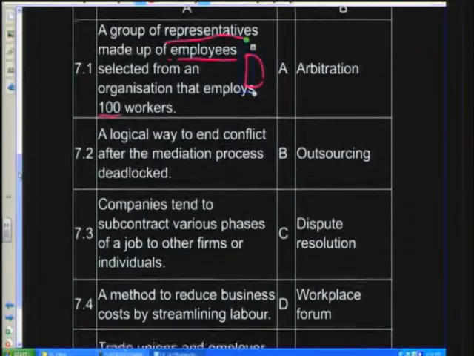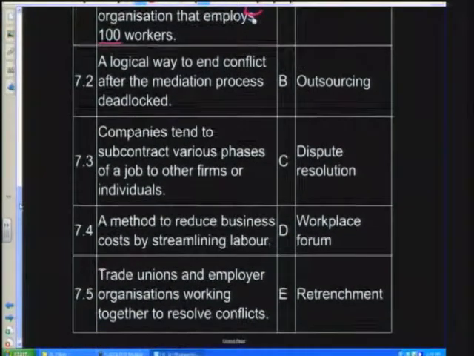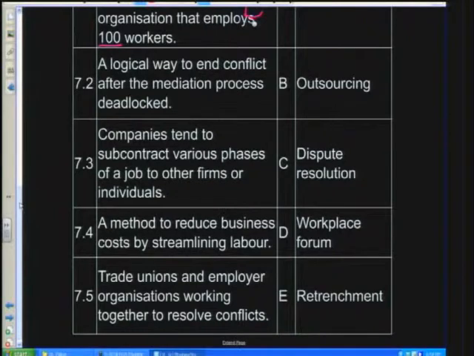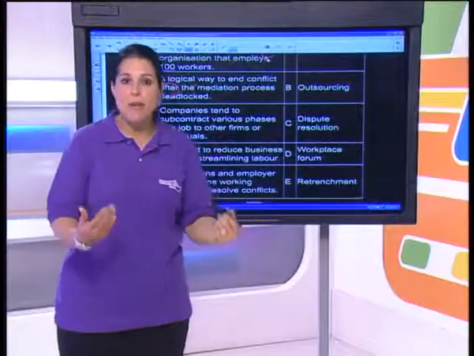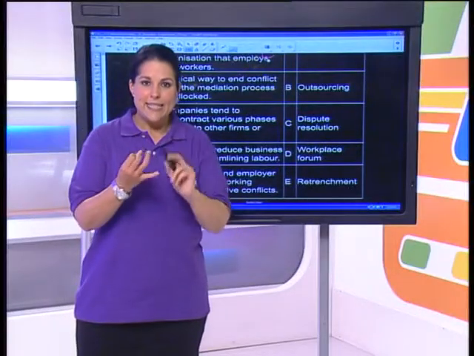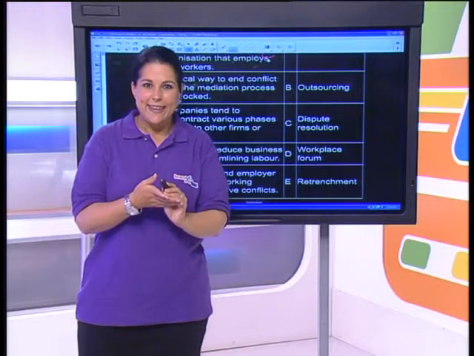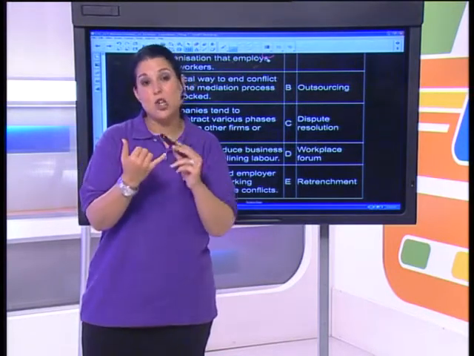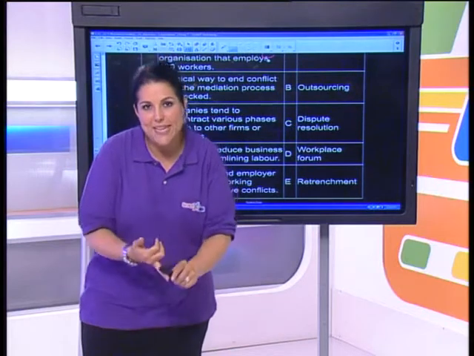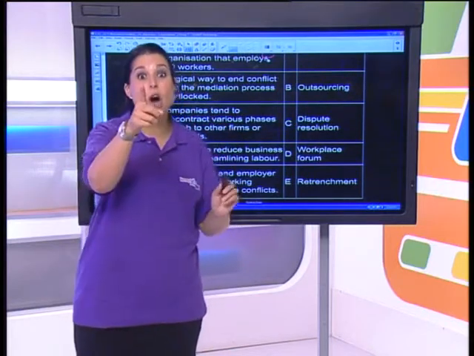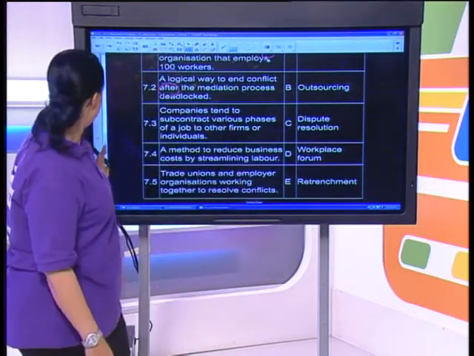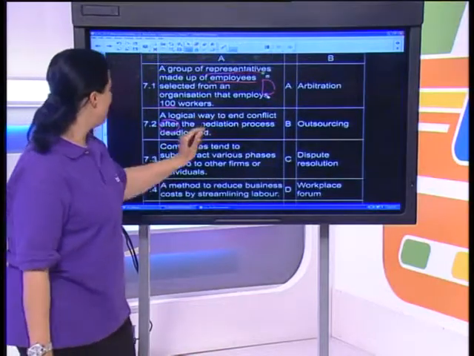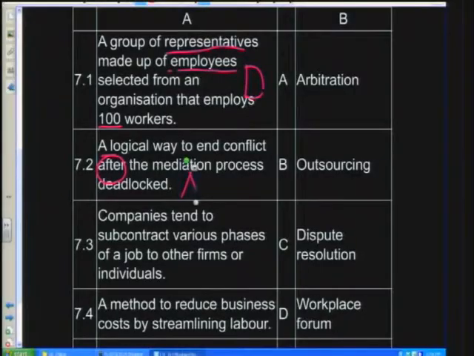Let's look at 7.2. A logical way to end conflict. Look at this. After the mediation process. Remember we said CCMA. I did this lesson with you guys, so let's see if you remember. It's conciliation, mediation, and then arbitration. Yay! Look at that. A, arbitration. So this is the answer.